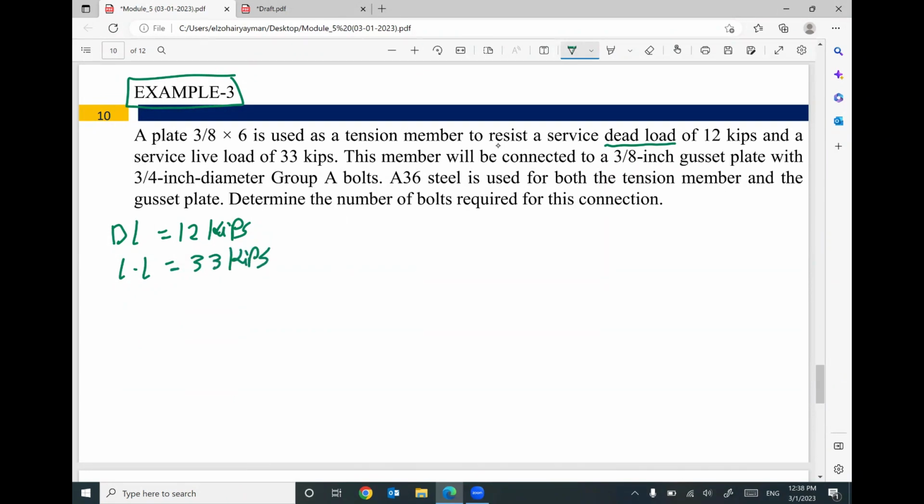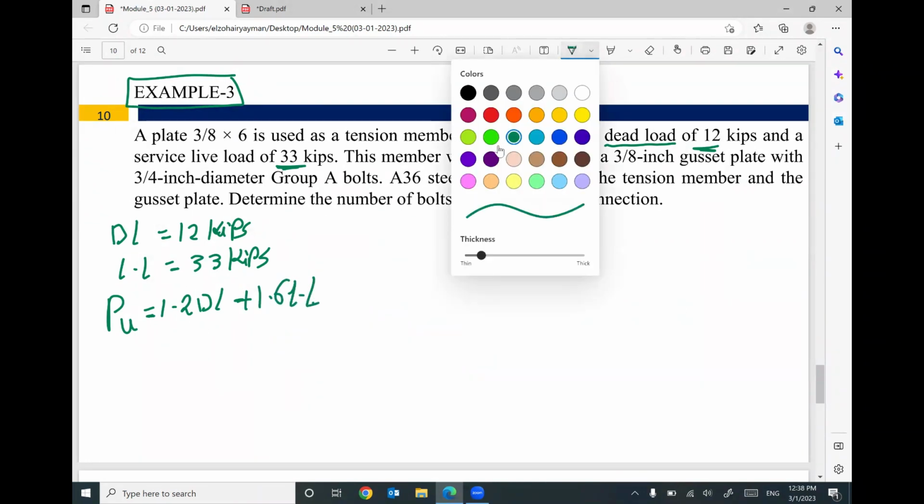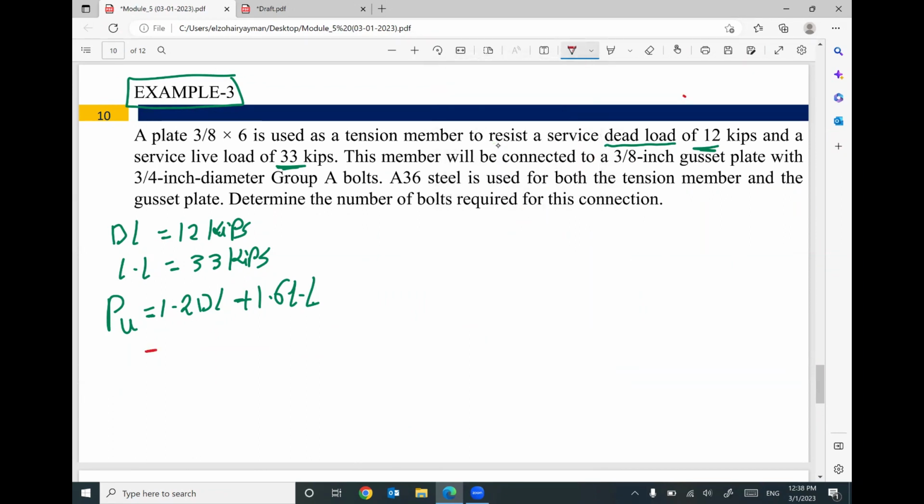Because we don't have RISA, we don't have a real problem, so we are given some information. This information will help us figure out the P ultimate according to ASCE equal 1.2 dead load plus 1.6 live load. But in a real-life problem, we should have structural analysis for your truss, so you can figure out the value of P ultimate from RISA. 1.2 times 12 plus 1.6 times 33. Your value will be 67.2 kip. This is the first step.